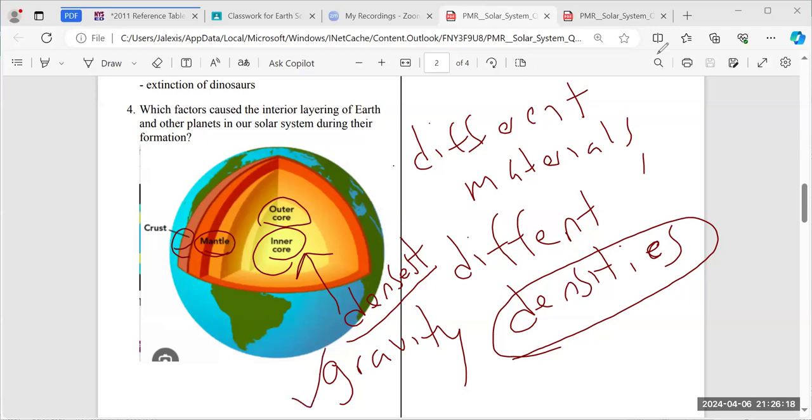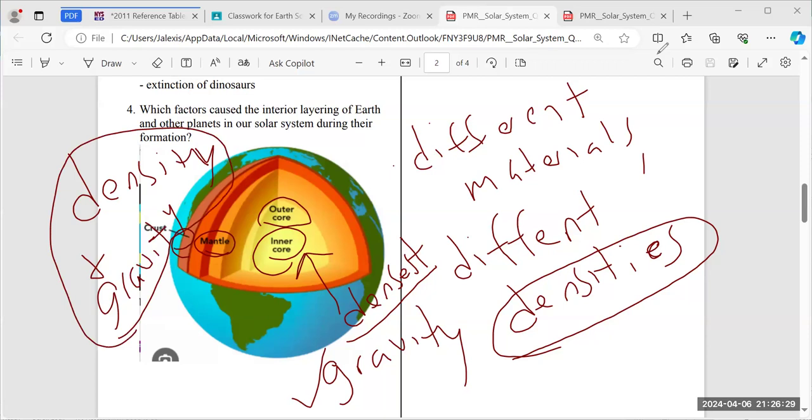So your two factors are density and gravity. And this plays a role with all of the other planets in our solar system. They're layered that way just because of density and gravity.